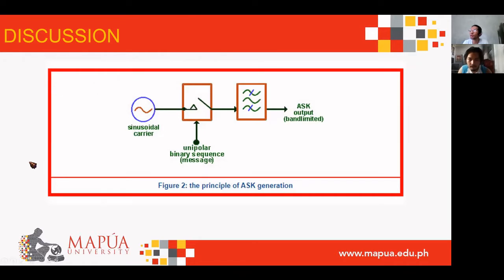This is a figure of the block diagram for the ASK generation, or the modulator, where the input signal is a sinusoidal carrier with a unipolar binary sequence message going to the mixer, and the output is ASK, or the output band limited ASK.